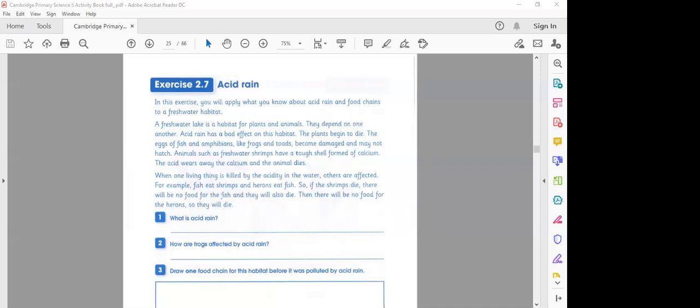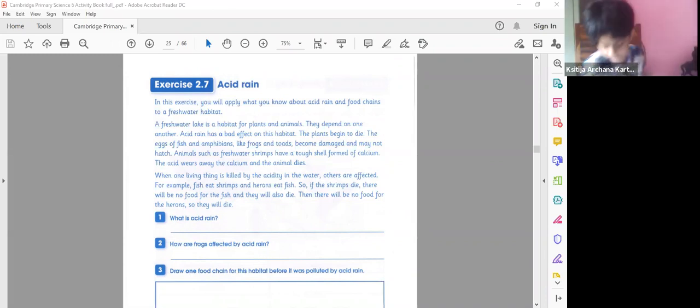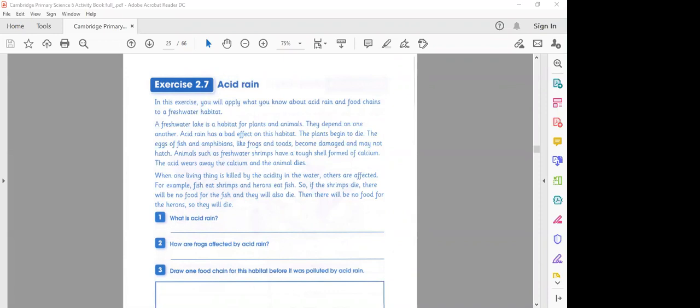Amar, you are pretty nice with drawings. I like what you draw. Kshitija, question number 4, dear. If plants are affected by acid rain, they will die. Shrimps will not have food to eat and will eventually die. This applies to both fish and herons. Because of this, the food chain will be broken. Amar, we can go with this answer, isn't it?